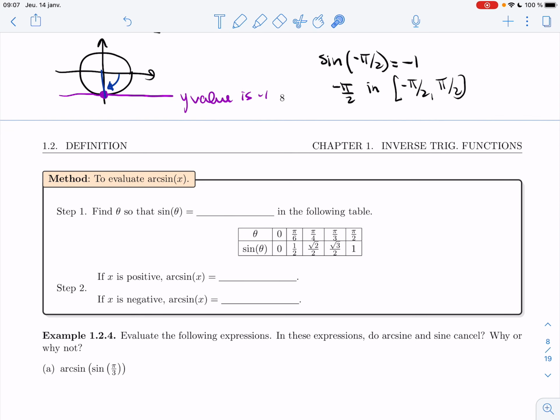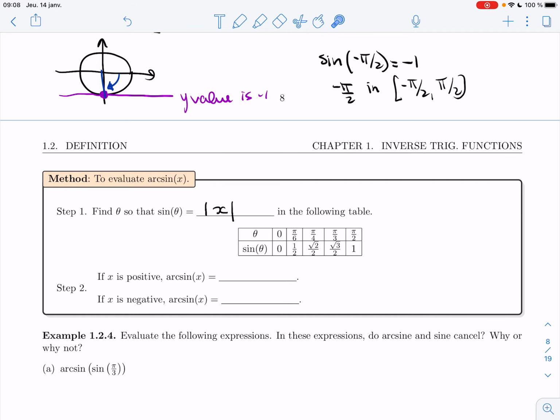All right, so here's the method to evaluate arcsine of x. Step 1. Find theta so that sine of theta is equal to x, but what's going to be easier is to find theta so that sine of theta is equal to the absolute value of x. It's going to be easier because we have this table that we saw in the review of trig for the first quadrant, and so for positive sine values.